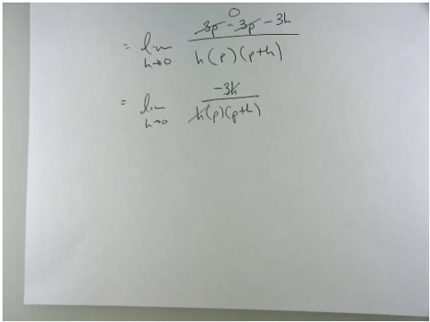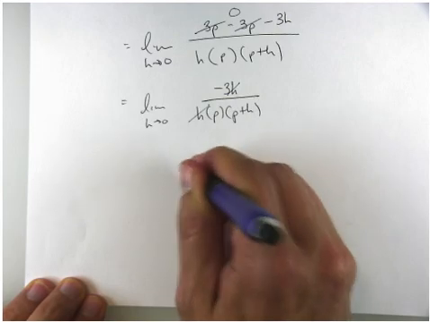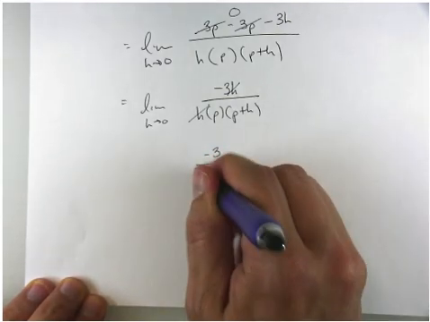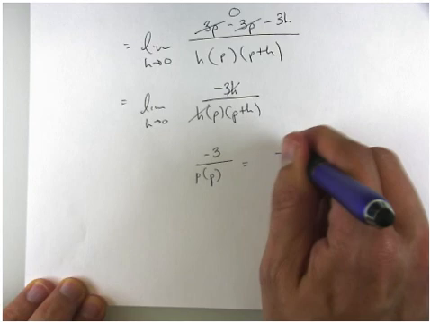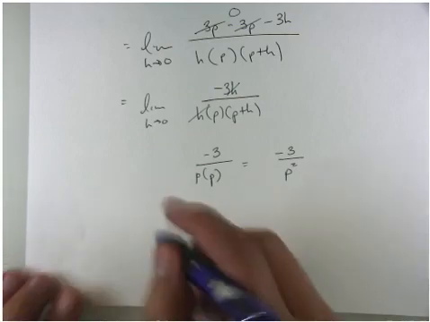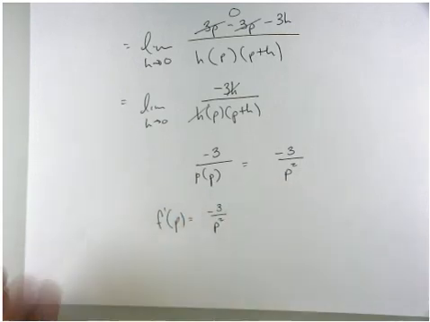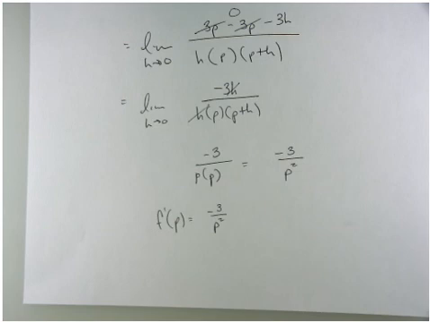So now what happens if I just try to evaluate it? If h is 0, this looks like negative 3 divided by p times p plus 0. That's negative 3 divided by p squared. And that should be f prime of p. There it is. F prime of p is negative 3 divided by p squared. Any questions about that?